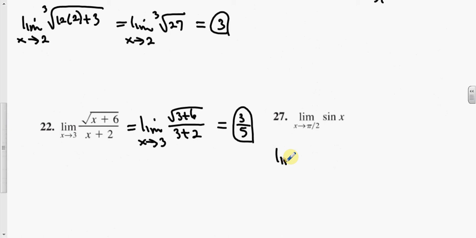Number 27, the limit as x approaches pi over 2 of sine of pi over 2. Well, the limit of a constant is a constant. Sine of pi over 2 is just 1, so the limit of 1 is just 1.